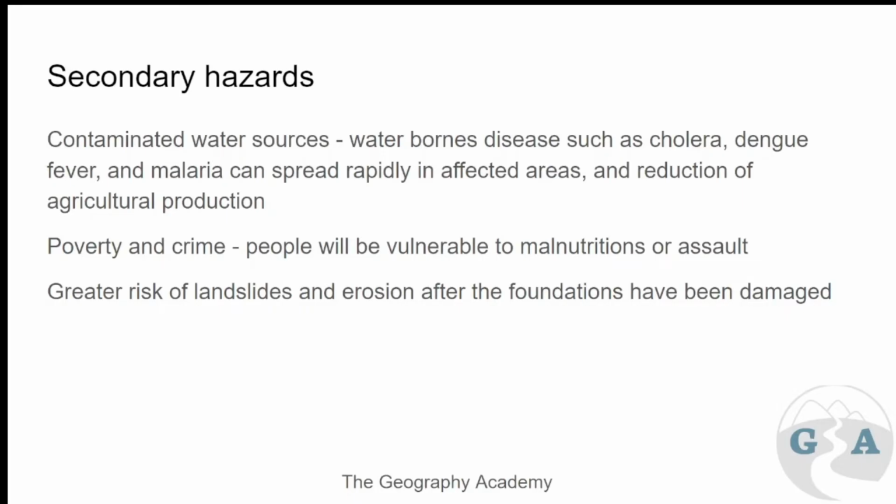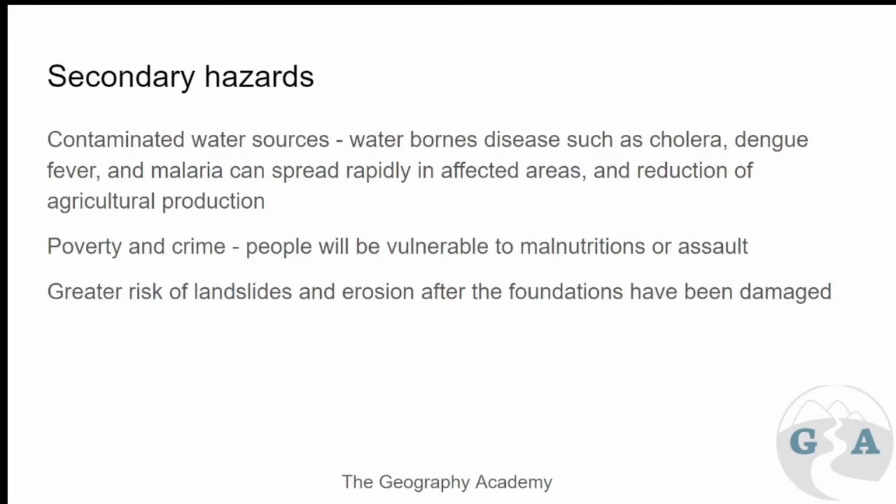Crime and poverty then is mentioned because people are vulnerable. You might not be able to get so many emergency services out to help. Police can't access your area. So people could be much more vulnerable to things like assault, robberies, these types of things.